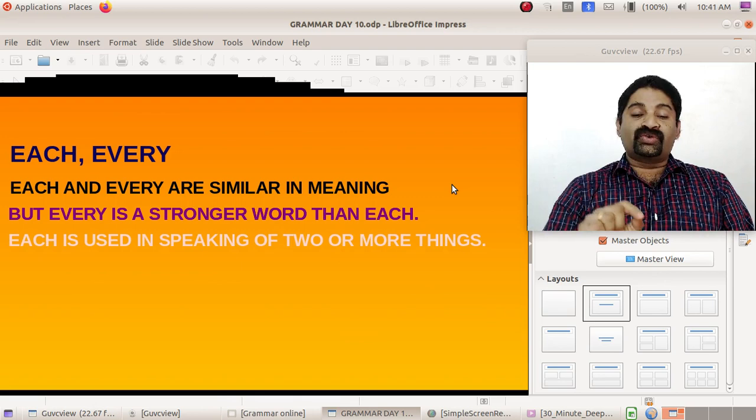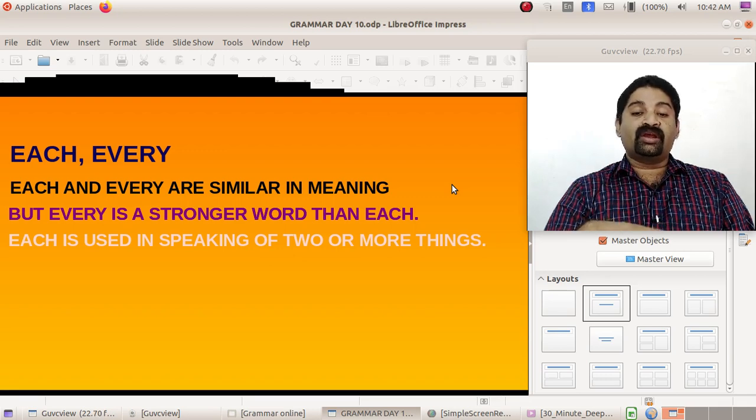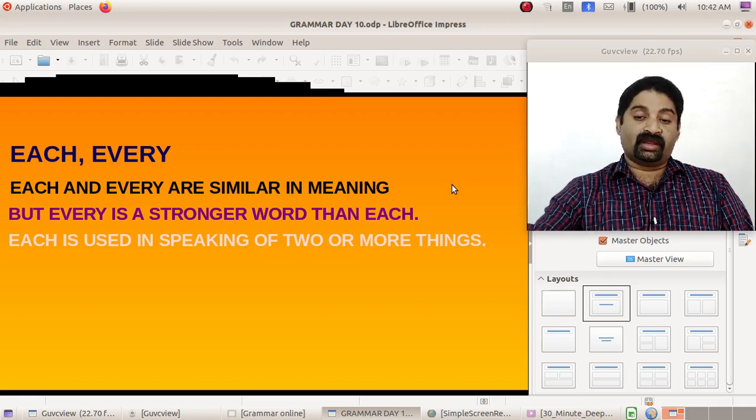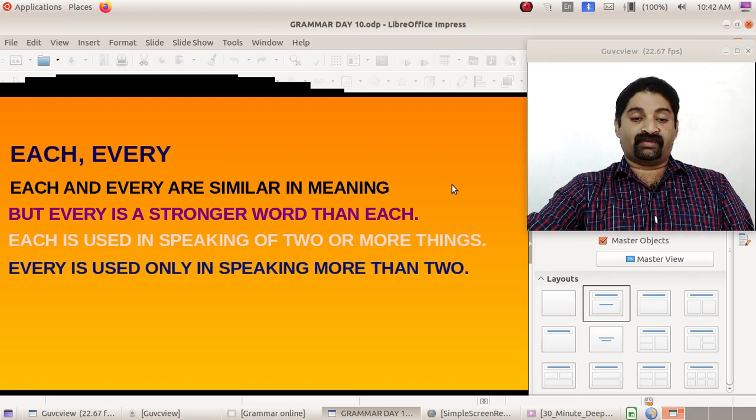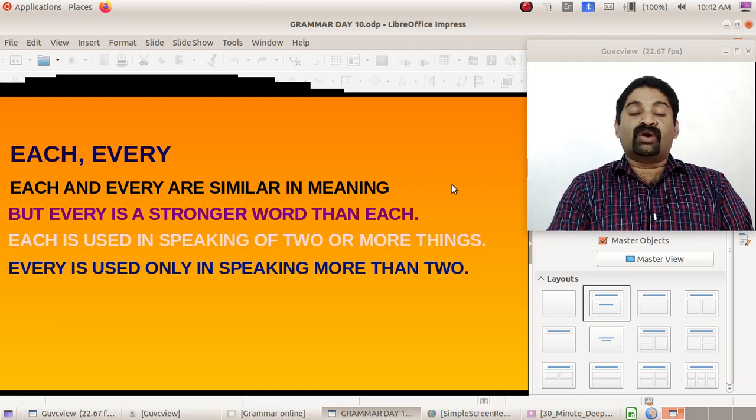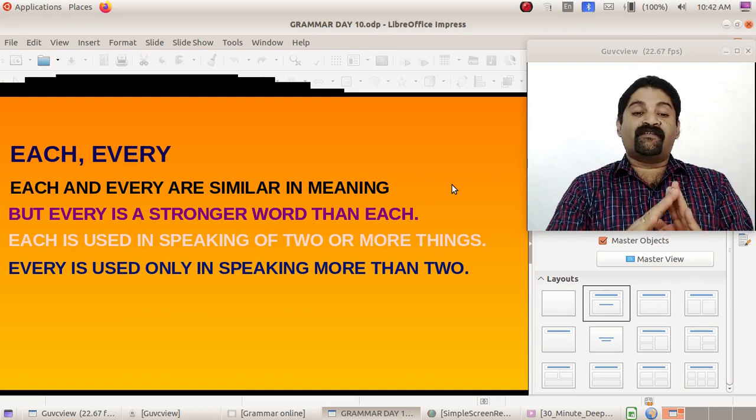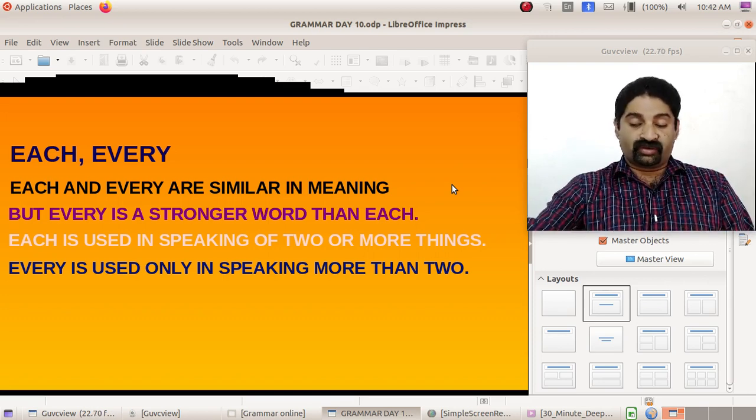Each is used in speaking of two or more things. When you say each, it is used for speaking about two or more things. Every is used only in speaking of more than two, but in every we don't mention two. It should be more than two. Every and each, so its usage is different.